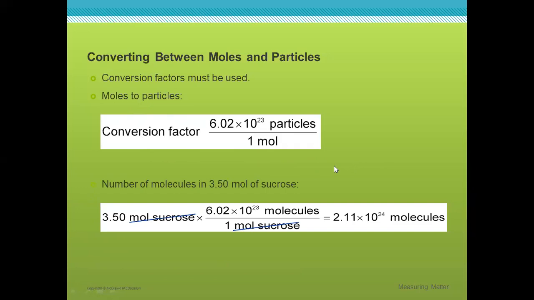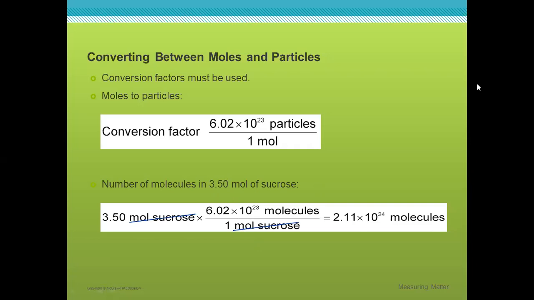For example: the number of molecules in 3.50 mole of saccharose. So how can we get the number of molecules in 3.50 mole of saccharose? We are going to multiply. Multiply what? 3.50, which is the number of moles, times Avogadro's number, 6.02 times 10 power 23. It's called Avogadro's number, and I said before that any mole of a substance equals Avogadro's number.